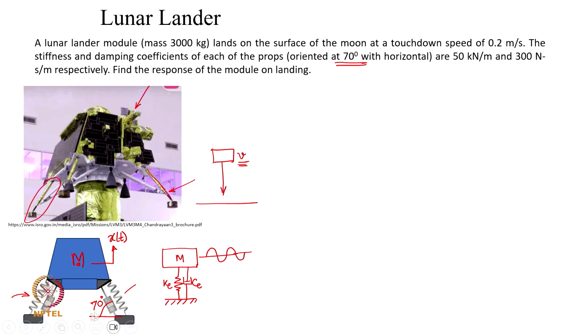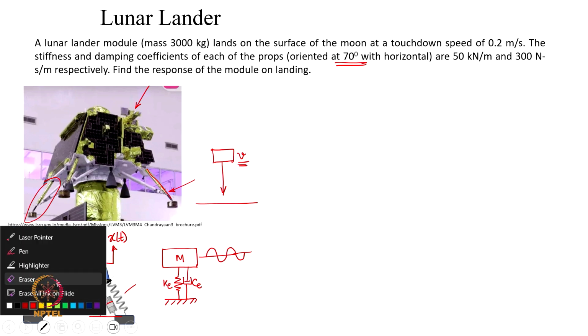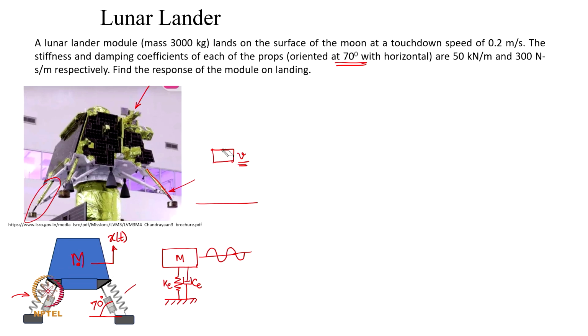So, let us see how we now obtain the value of the equivalent damping and equivalent stiffness of this particular system. How do I find Ke? We all know that springs which are in parallel can be simply added to generate an equivalent stiffness. So, if this is K1, this is K2, the equivalent spring is definitely going to be K1 plus K2.